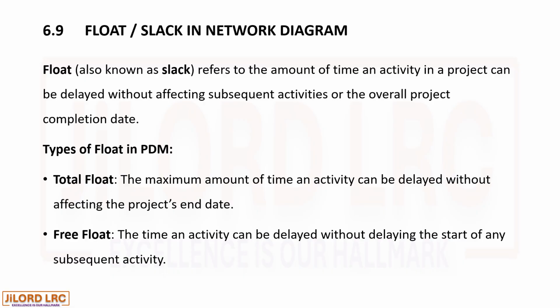Total float is the amount of time an activity can be delayed without affecting the project's end date. In the examples we've looked at in the construction of the precedence diagram, the floats calculated are total floats. So we'll go further and see how free floats are calculated.